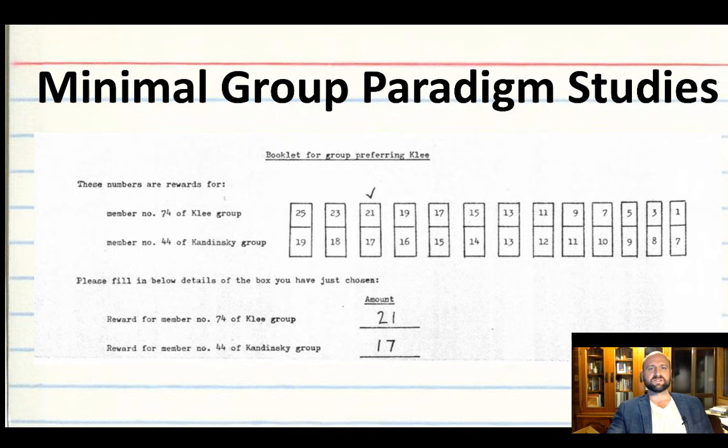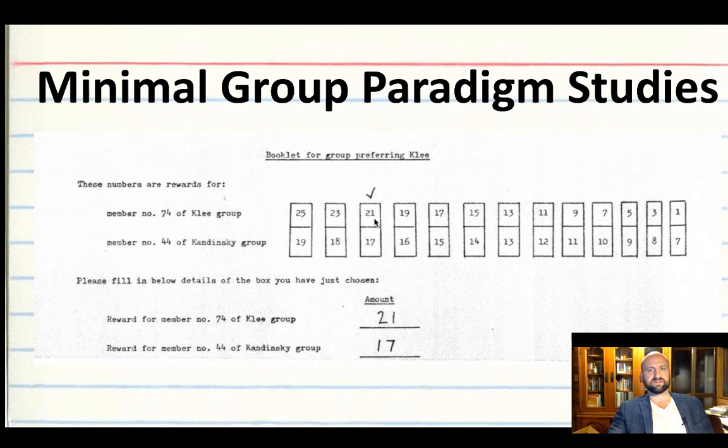Anyway, this top column is their in-group. This is a boy who likes Klee, and this is your in-group. He also likes Klee. Now remember, it's anonymous. They have no idea, and these are all boys that go to the same school, but they don't know who's who. It's completely anonymous. Now, if he says, I'm going to give 21 rewards for this guy, that means that he also had to give 17 to the out-group.